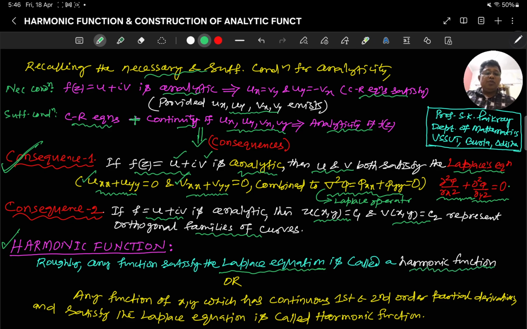So now we will see the connection between the analytic function, the harmonic function, and u and v. These are the harmonic conjugates. If one part is given, how to find the other?